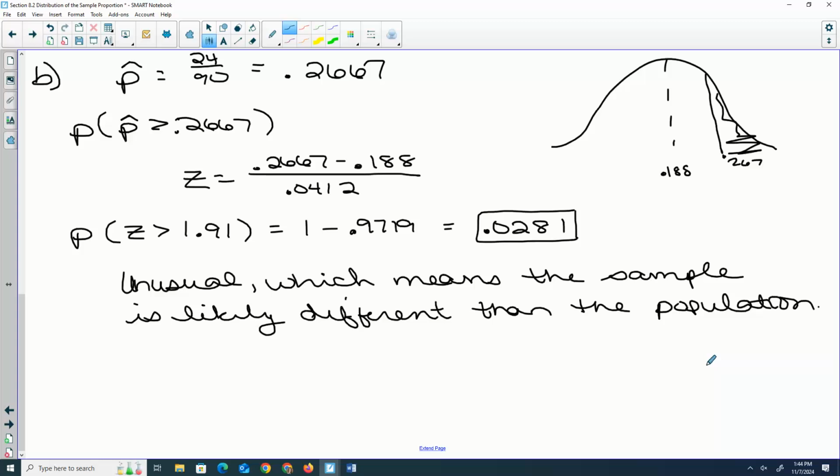Maybe a different community. They have different eating habits there. Maybe they're all the same ethnicity and there's some difference there. Maybe there's a lot of relatives in this area and there's some genetic thing. For some reason, this group is different than the population. We don't know what that reason is. We just know it would be very unusual for this to happen. So for some reason, our sample doesn't quite match the population. All right. Any questions there?